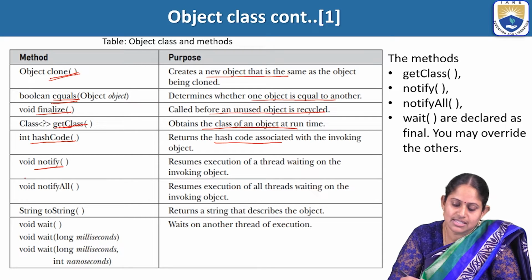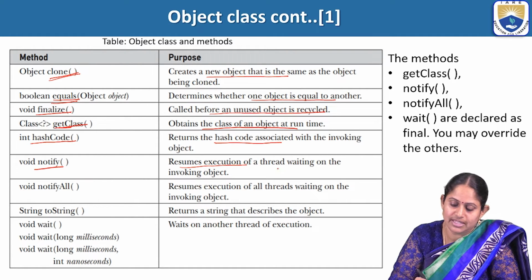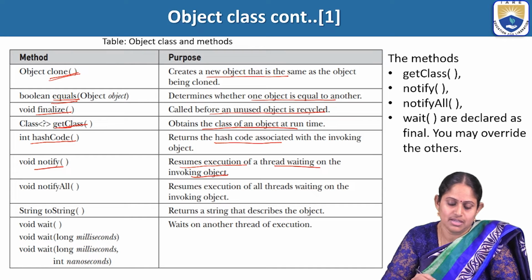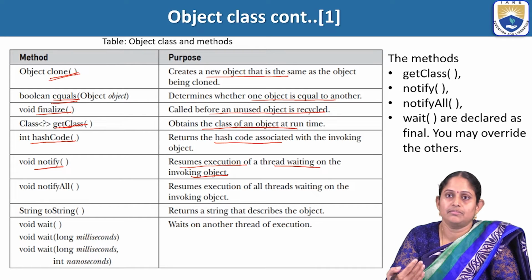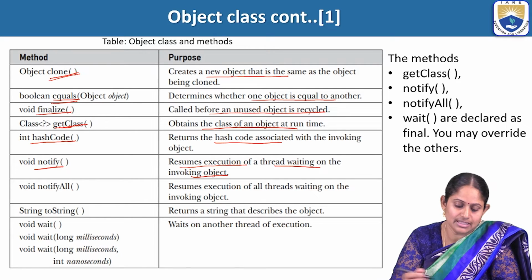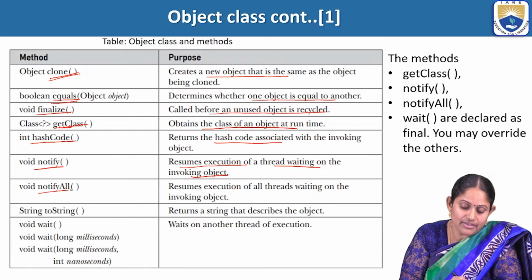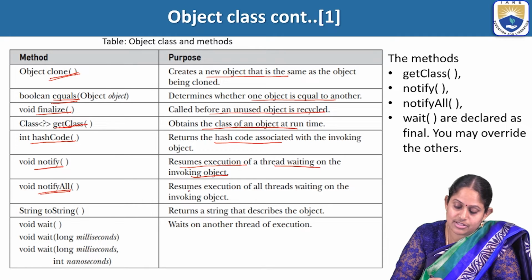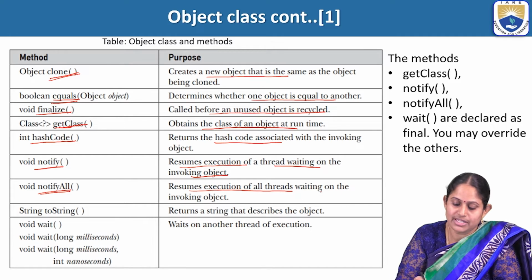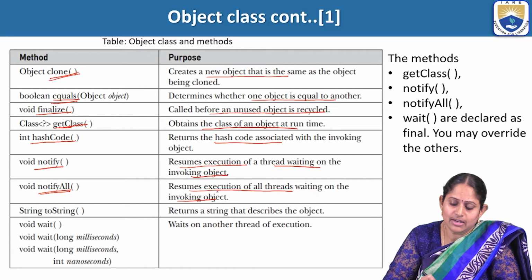The notify method is mainly used during inter-process communication, wherein it resumes the execution of a thread waiting on the invoking object. So if you want to resume the execution of a thread which is waiting for another, then you can call the notify method. In the same way we have the notify all method, which resumes the execution of all the threads waiting on the invoking object. So if you call notify all, then all the threads which are waiting for an object can be resumed.